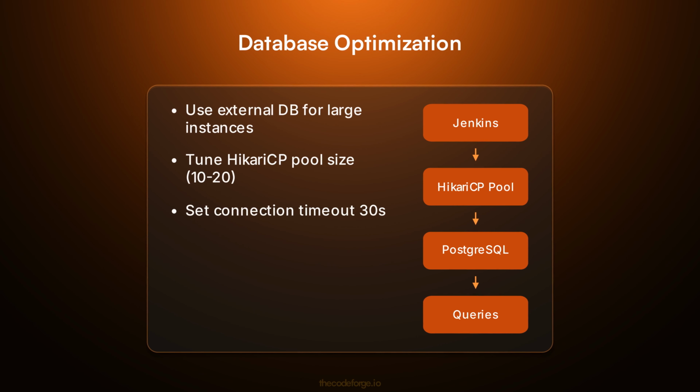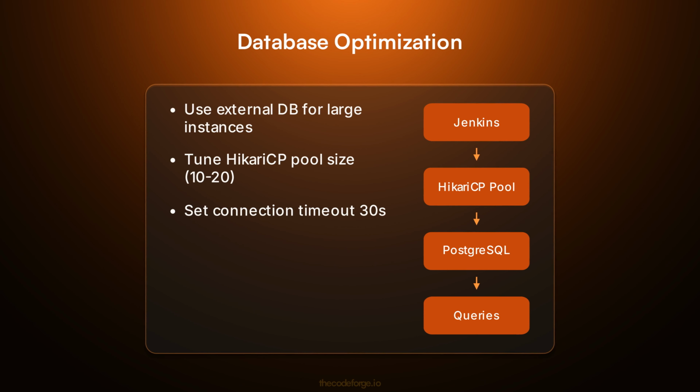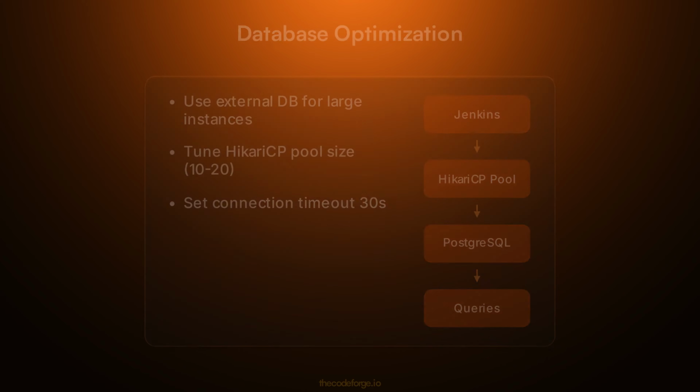For large installations, use an external database. Tune the connection pool size to 10-20 and set a reasonable timeout. This improved our job scheduling by 50%.